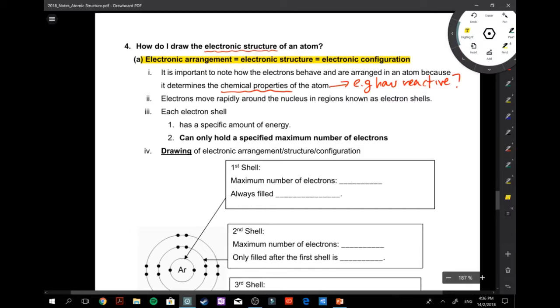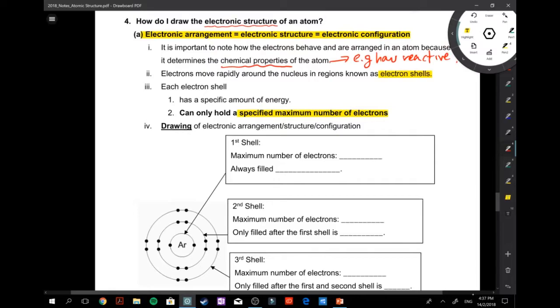And as we mentioned previously, electrons are always orbiting around the nucleus in regions that we term as the electron shell. It's important to know that each electron shell has a specific amount of energy and it can hold a specified maximum number of electrons. This will form the basis of the electronic structure that we will be teaching you on how to draw or how to write.